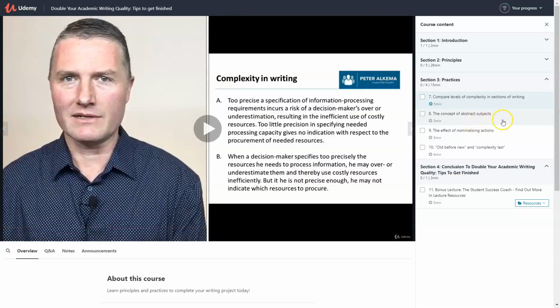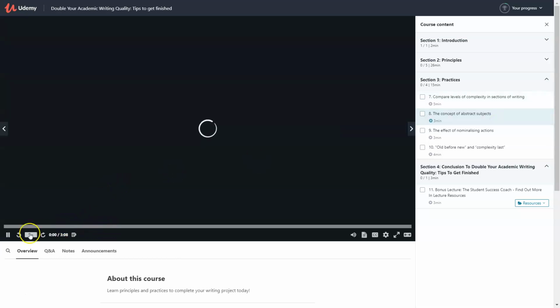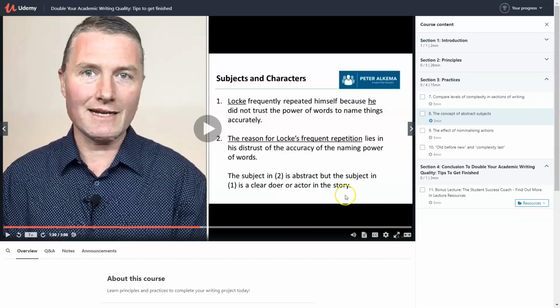And then we talk about the concept of abstract subjects. And this is a common mistake that many students make, is that they make their subjects too abstract. And we go through how you can fix that, how you can self-edit and make sure that you make your subjects really the doers of the action in the sentence. Very important that your subjects are really tangible. We go through a couple of exercises here.